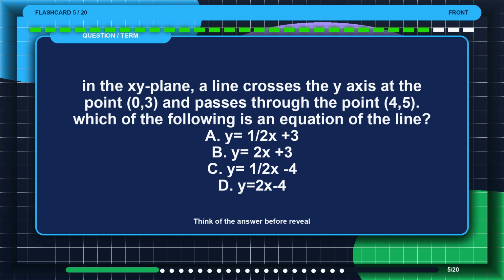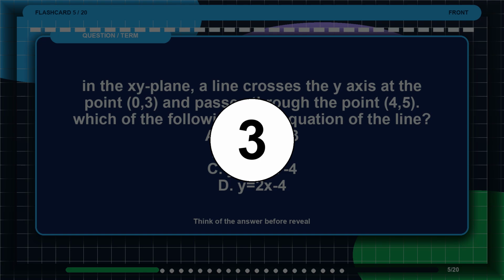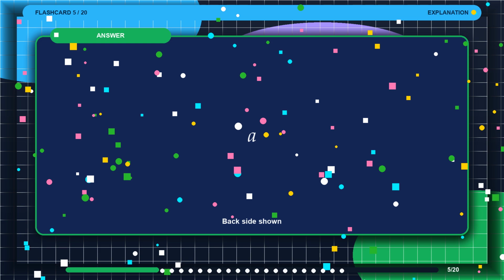Flashcard 5. In the xy plane, a line crosses the y-axis at the point (0, 3) and passes through the point (4, 5). Which of the following is an equation of the line? A. y equals 1/2 x plus 3, B. y equals 2x plus 3, C. y equals 1/2 x plus 4, D. y equals 2x plus 4. Pause and think of the answer before the reveal. The answer is A.